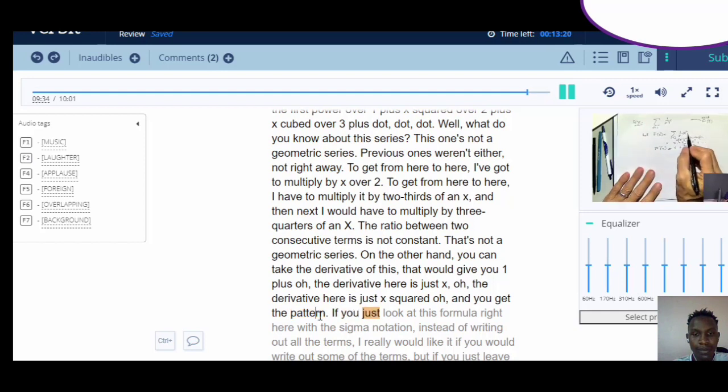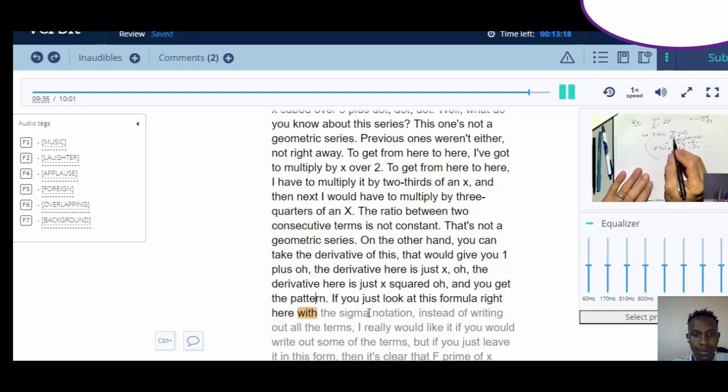Pattern, I mean, if you just look at this formula right here with the sigma notation instead. And again, Greek words, all of them, they start with a caps. For example, sigma, beta, alpha, and the rest. So in this case, we start with a caps like that. Control K is a shortcut when you want to change to caps or to small letters.